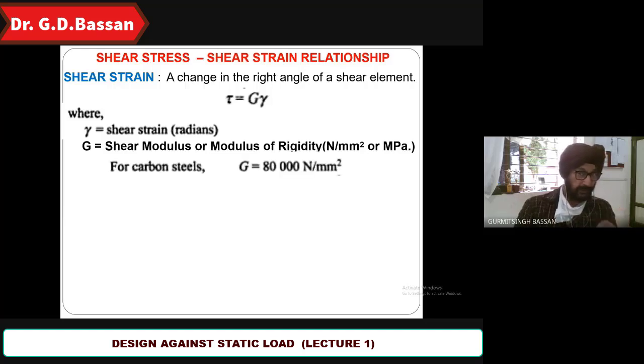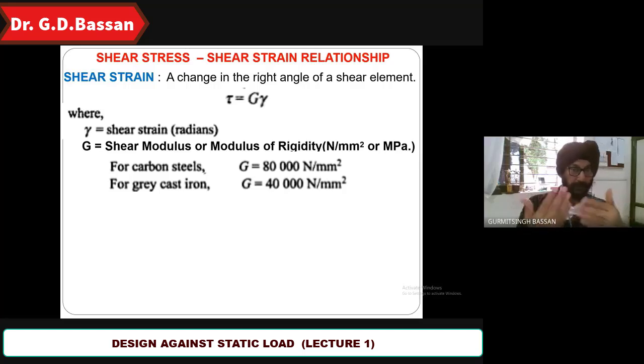For carbon steel, G is equal to 80,000 Newton per mm square. And for grey cast iron, it is 40,000 Newton per mm square. These are the general values so that you can differentiate which is having the higher modulus of rigidity and which is having the lower modulus of rigidity.